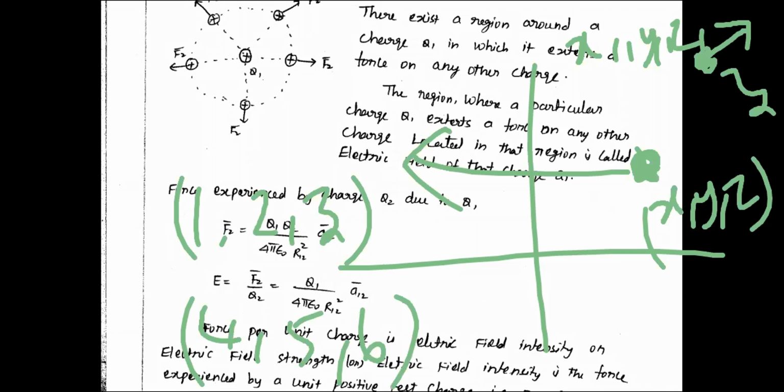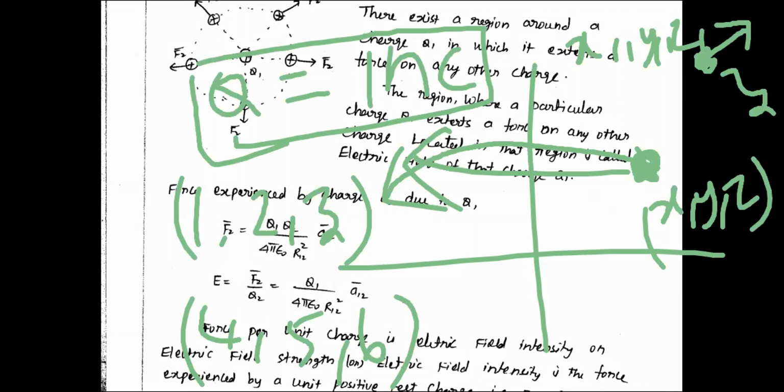Somebody please come up with the answer tomorrow. This is the point where I have placed my charge. Say the charge value is 1 nanocoulomb. Then what is the electric field at the point 4, 5, 6?